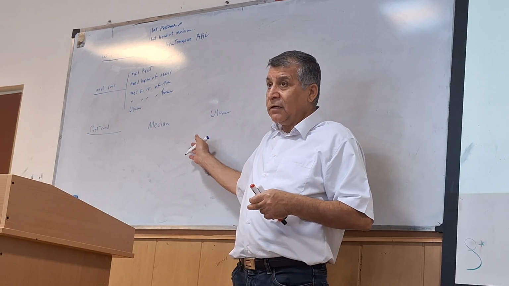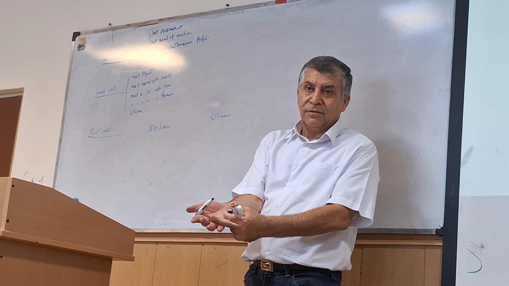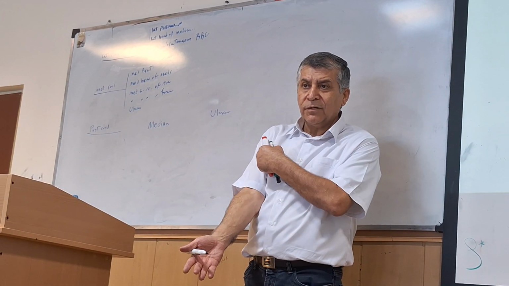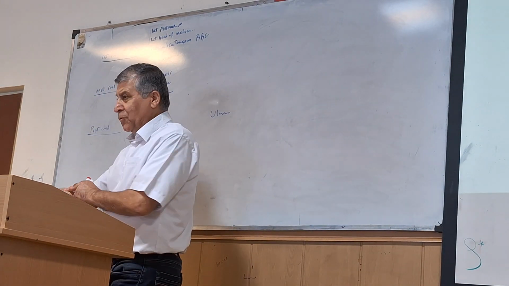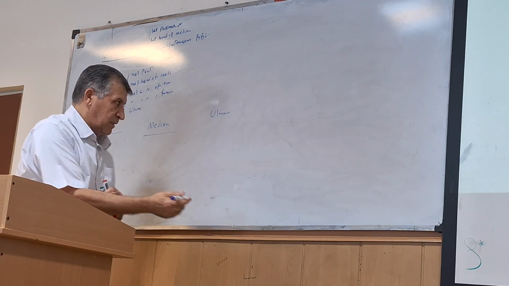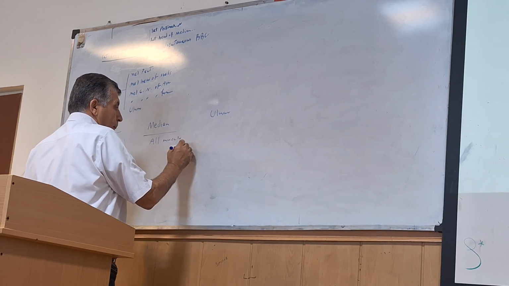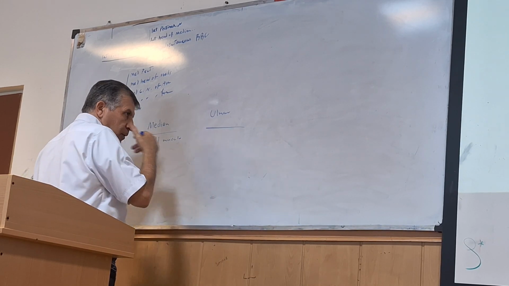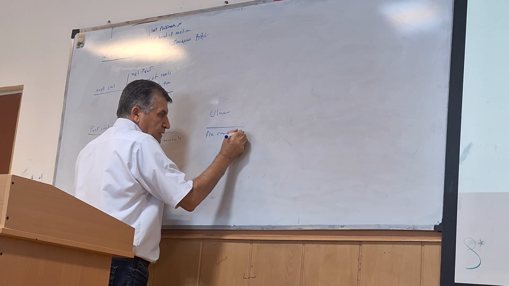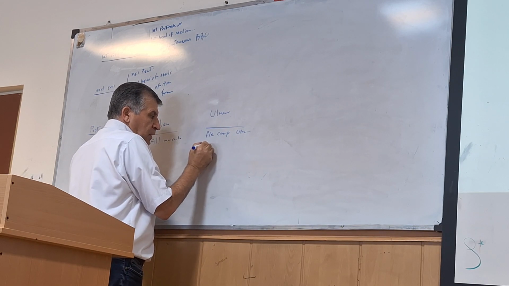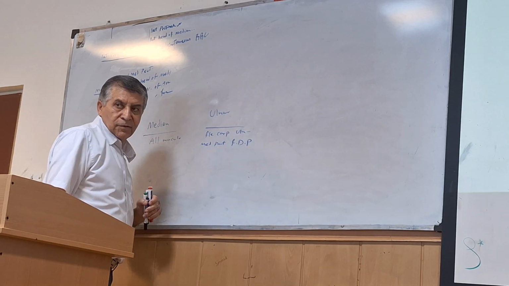Median and ulnar nerves innervate the forearm and hand. They don't give branches for the arm. The median nerve innervates all muscles of the flexor compartment of the forearm, except flexor carpi ulnaris and the medial part of flexor digitorum profundus. Okay?